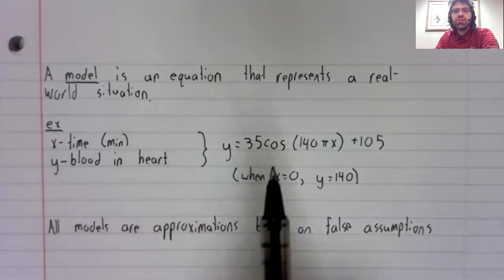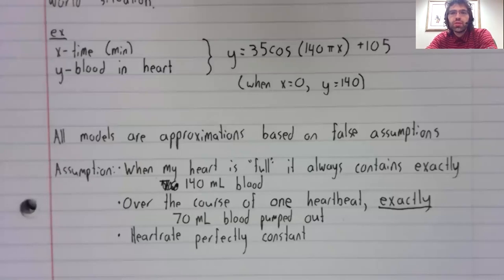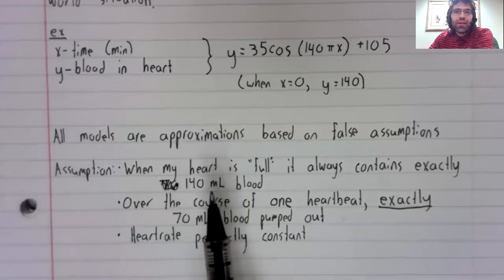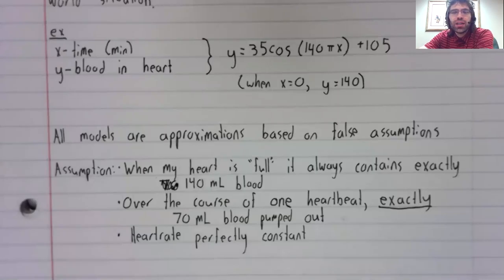So, for example, this model is based on some assumptions. To start with, we assume that when my heart is full of blood, it contains exactly 140 milliliters of blood. And that's not true. This is the human average, but my heart could contain a little more or a little less. It makes the assumption that every time my heart beats, exactly half of that is pumped out. Again, that's not going to be perfectly true. It's just the human average.